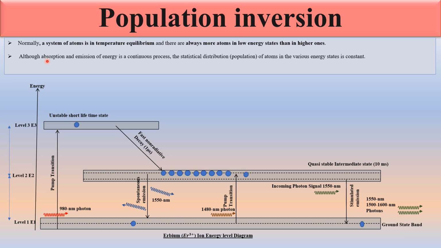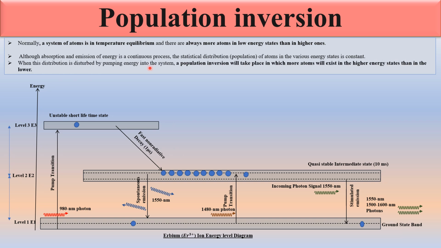This is an important parameter. Emission and absorption is a continuous process, and so the statistical distribution, meaning the population of the atoms or electrons in various energy states, is constant. So there are a number of electrons in the ground state, and a number of electrons in the quasi-stable and excited states. This is all about the continuous process of emission and absorption.